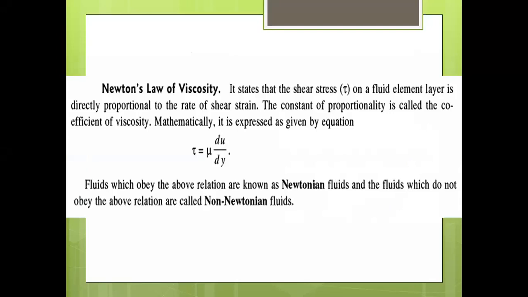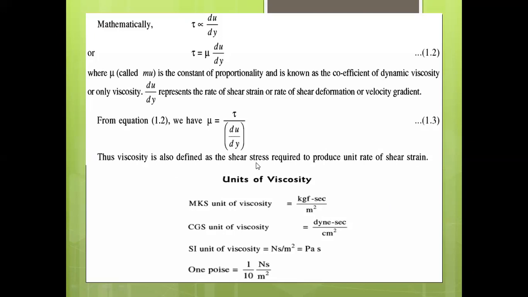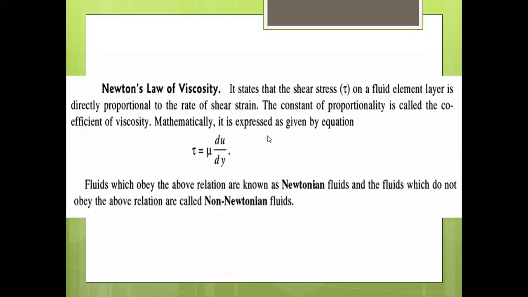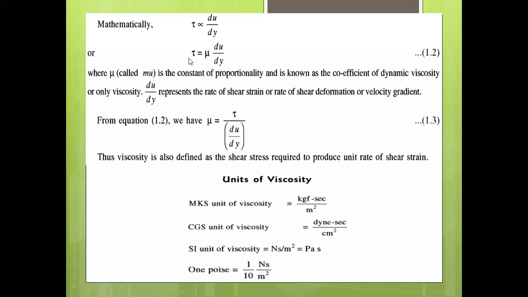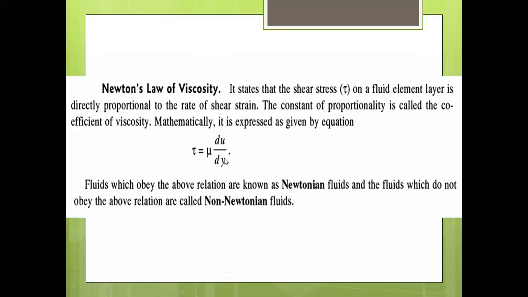After that, Newton's law of viscosity, which we have studied. Newton's law of viscosity says that the shear stress generated inside the different layers of the fluid is directly proportional to the rate of shear strain, or rate of shear deformation. So tau is directly proportional to du by dy; this is Newton's law of viscosity. If you put in the constant of proportionality mu, we get the mathematical expression tau is equal to mu into du by dy.